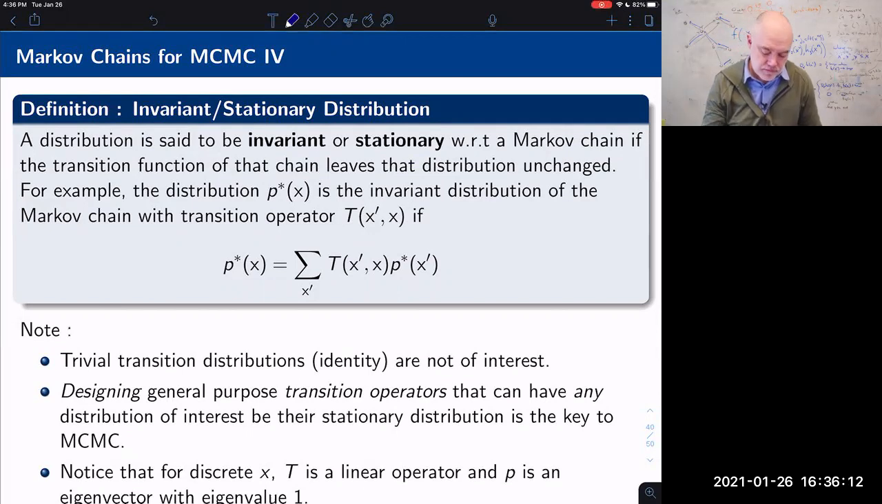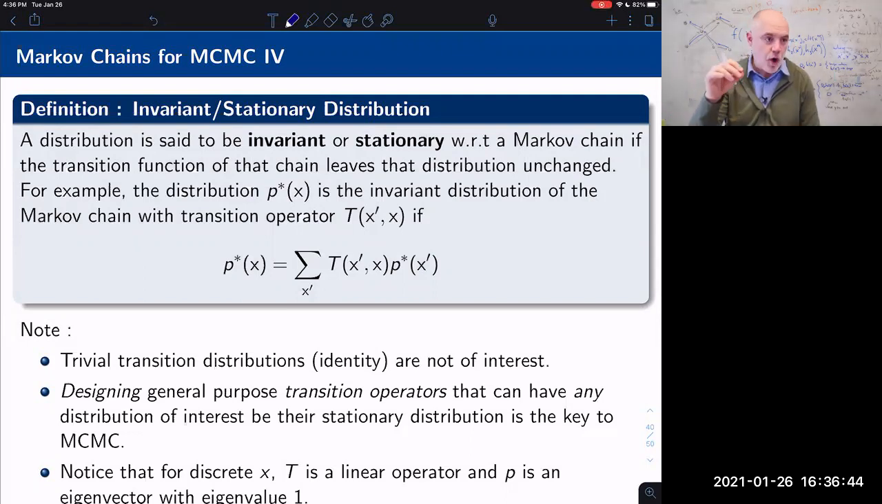Some distribution, here P star, is said to be invariant or stationary with respect to a Markov chain if the transition function of that chain leaves that distribution unchanged. So for example, here P star is the invariant distribution of the Markov chain with transition operator x prime to x. And remember, this is going from x prime to x. Usually we'll go from x to x prime, but this is going from x prime to x. So we start with a sample x prime, and we move to x.